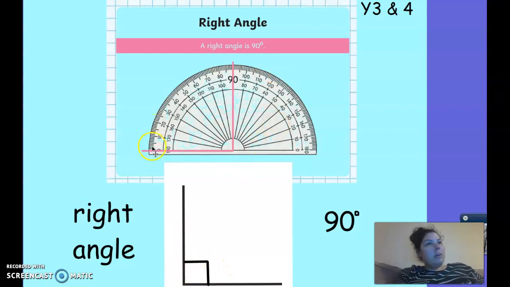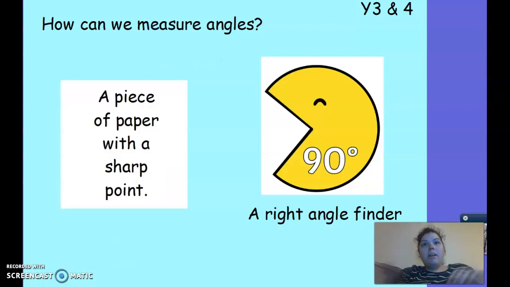Now we're not going to worry about protractors, so measuring our angles, but this is just to show you how you would measure the angle. There are ways that we can measure our angles. A right angle can easily be identified by using the corner, the sharp point of a piece of paper. I know you all have paper at home, so this is a really easy way to have a right angle finder.